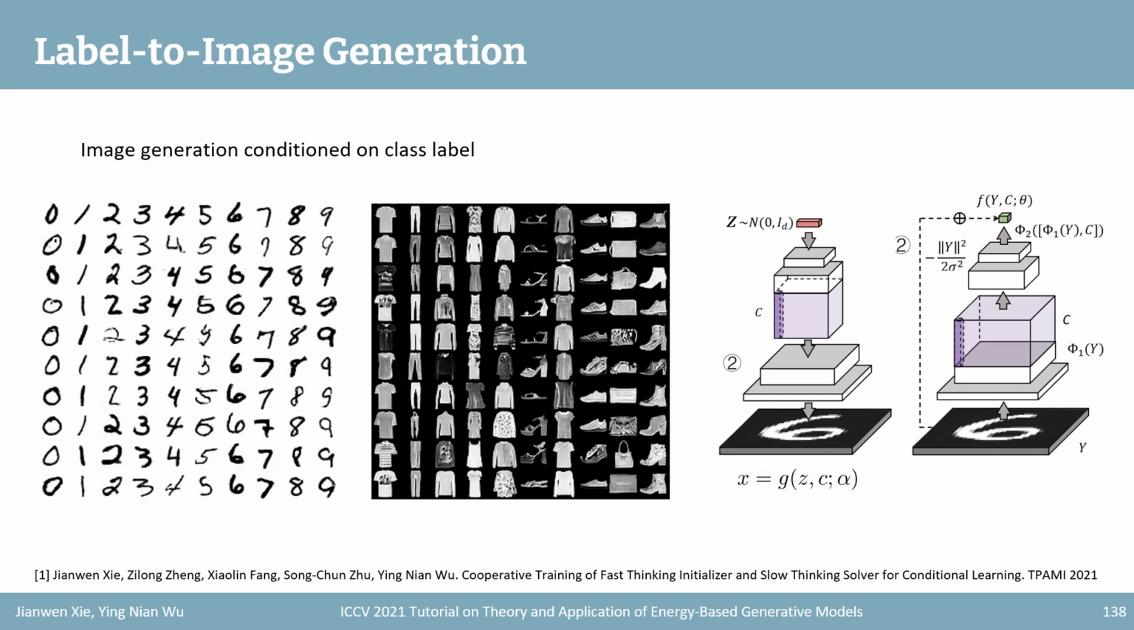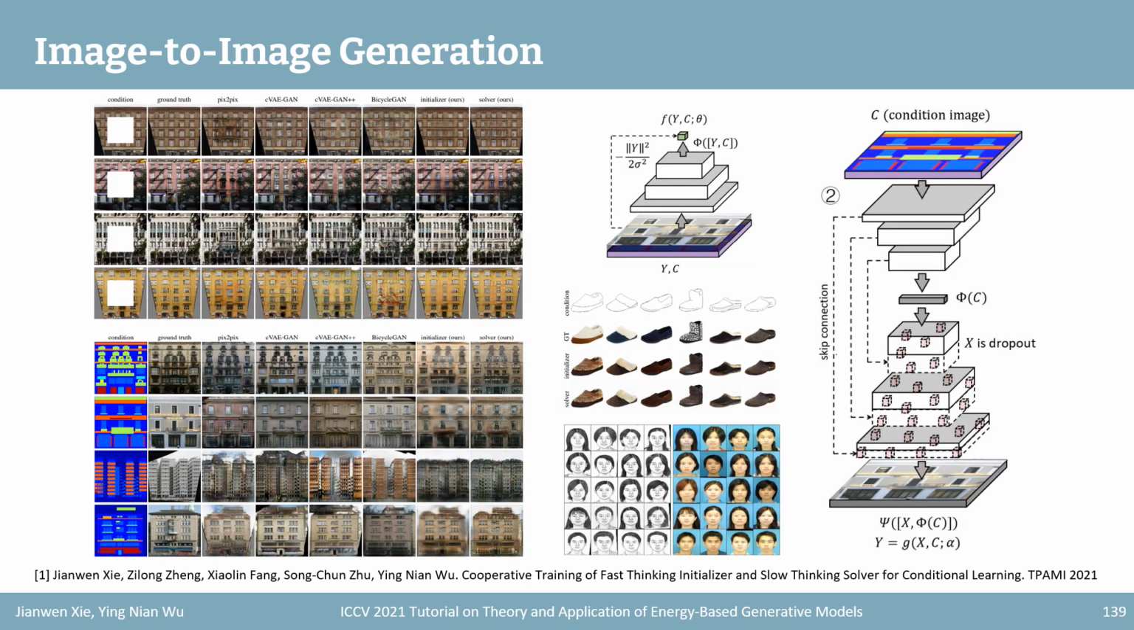Here are some examples of image generation conditioned on class label. The figure on your right-hand side displays the top-down level that we used for the conditional generator and the bottom-up level that we used for the energy function. Here are some examples for supervised image-to-image generation by the learned generative cooperative network.